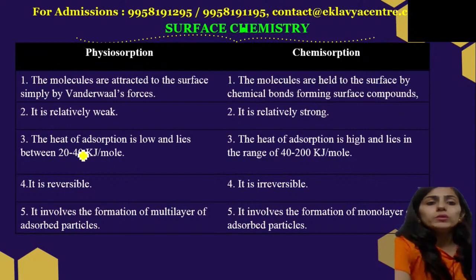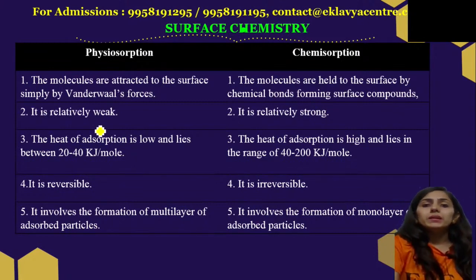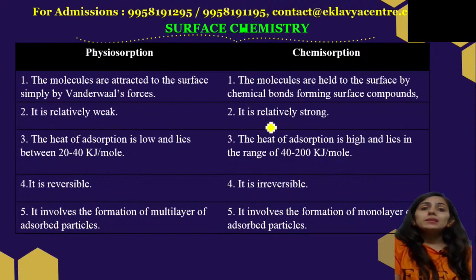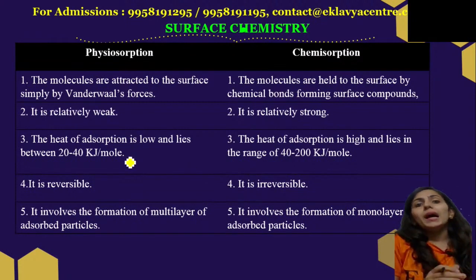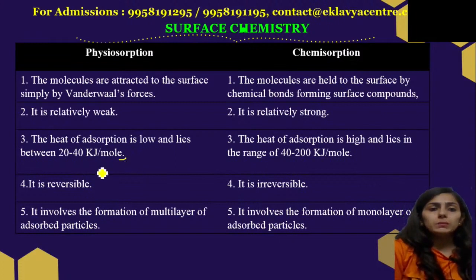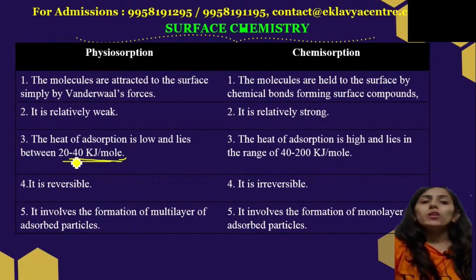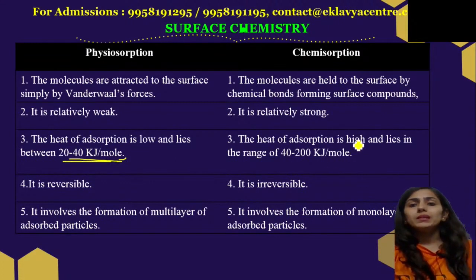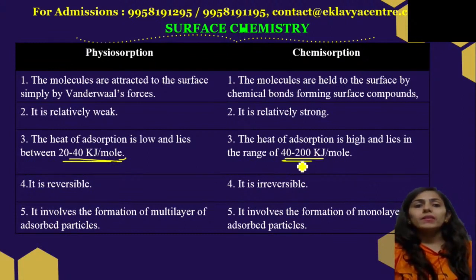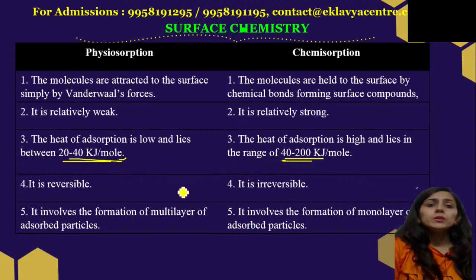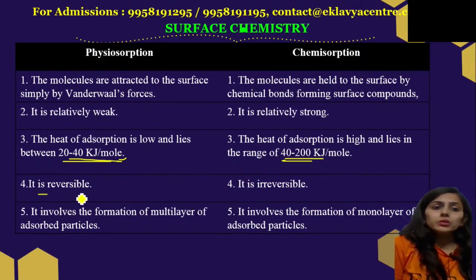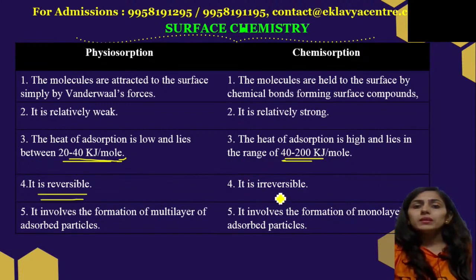Since physisorption involves van der Waals forces, it is relatively weak. But in chemisorption, there are chemical bonds, so it is relatively strong in nature. The heat of adsorption is low in physisorption and lies in the range of, please remember this value, 20 to 40 kilojoule per mole. But in chemisorption it's high, and the value is 40 to 200 kilojoule per mole. Physisorption, because weak forces are there, is reversible, but chemisorption is irreversible.